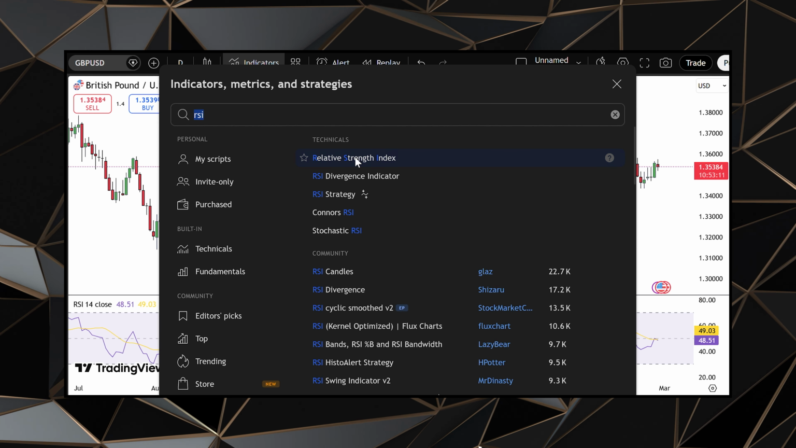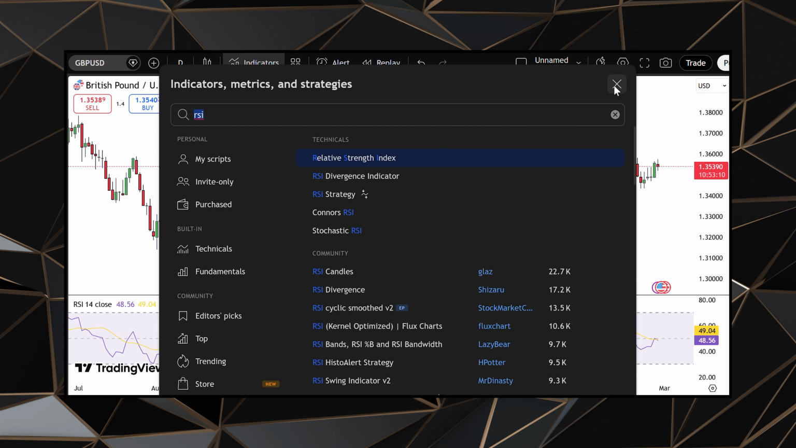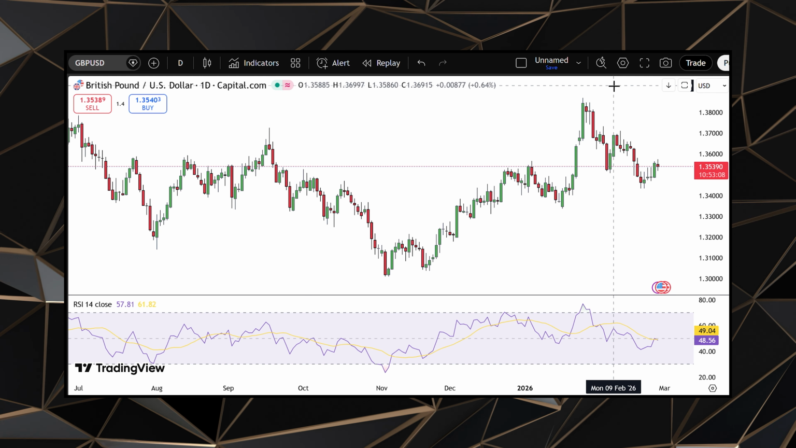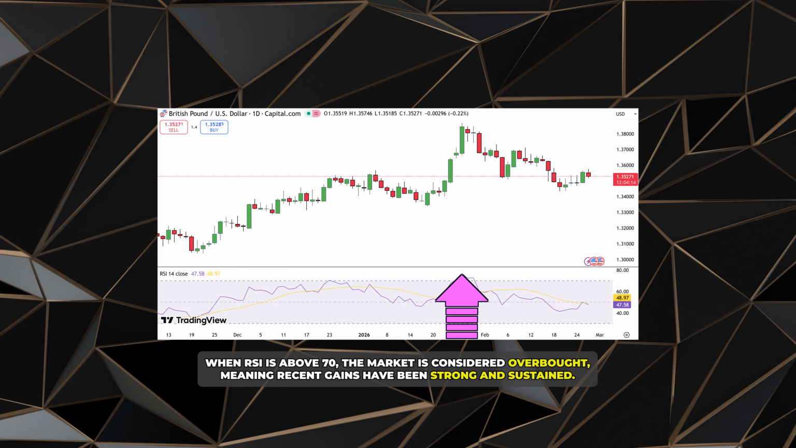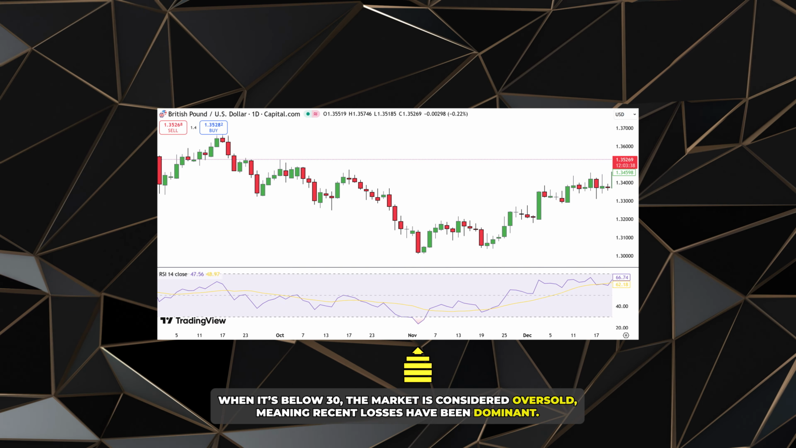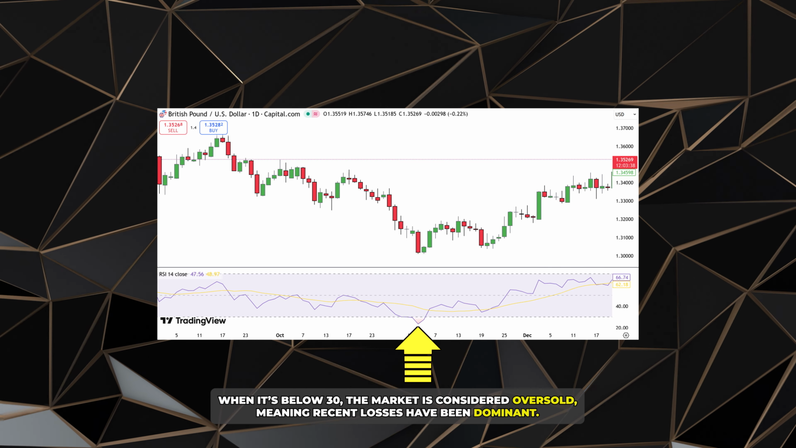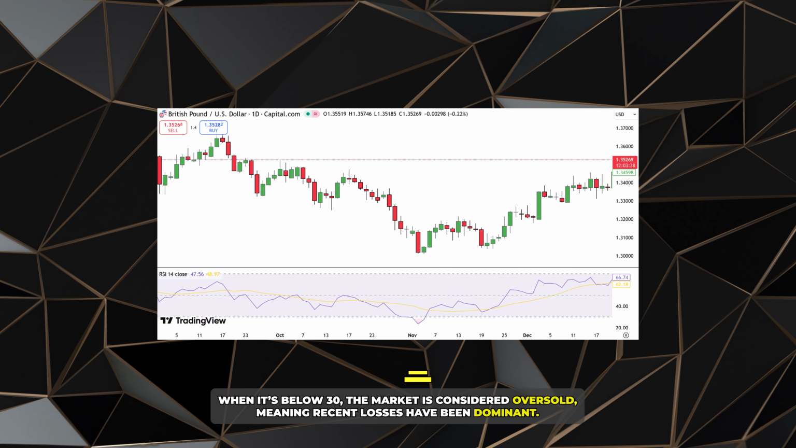It's measuring the strength and speed of price movement, not direction on its own, but how aggressively the market is pushing one way. On most platforms, RSI appears as a line in a separate panel below the price chart, moving between 0 and 100. There are two key levels marked by default, 70 and 30. When RSI is above 70, the market is considered overbought, meaning recent gains have been strong and sustained. When it's below 30, the market is considered oversold, meaning recent losses have been dominant.